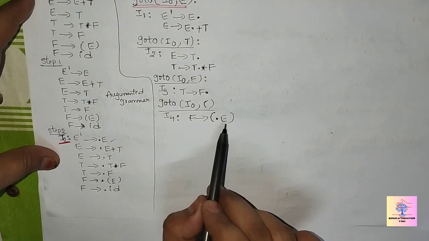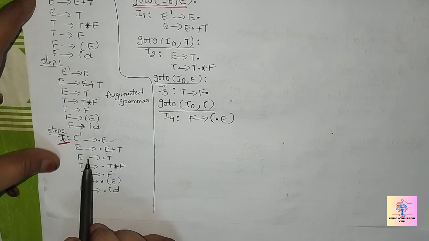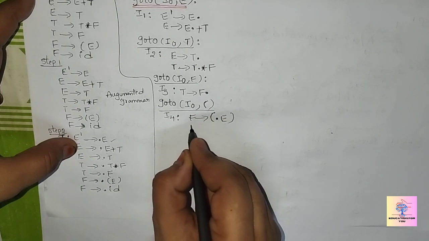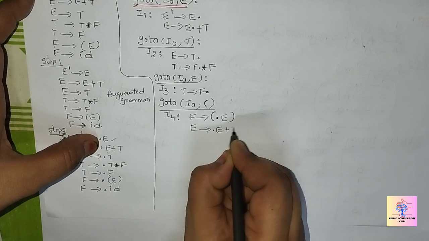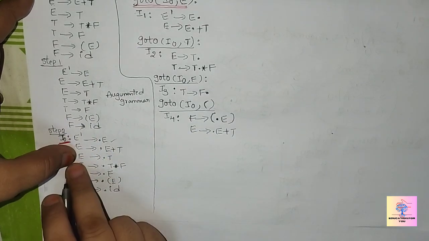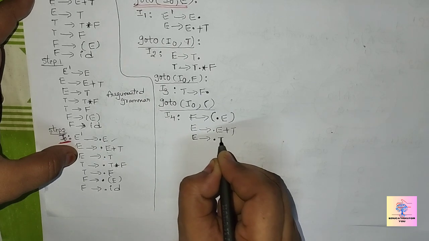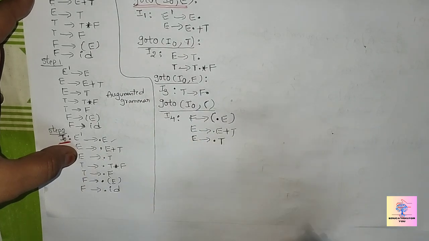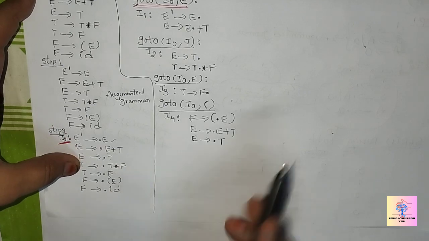Is there any production for E? Yes, productions are there. So what are those productions for E? E is going to producing dot E plus T. E is going to produce dot T is also there. Okay, E is over. Now after the dot, T is also there, so introduce the T productions also.